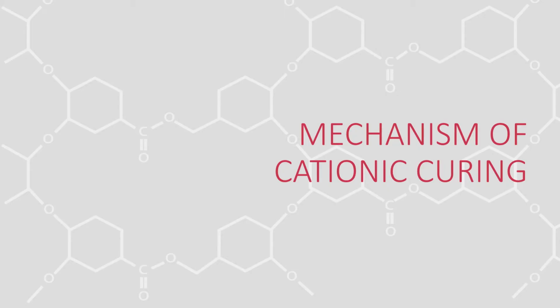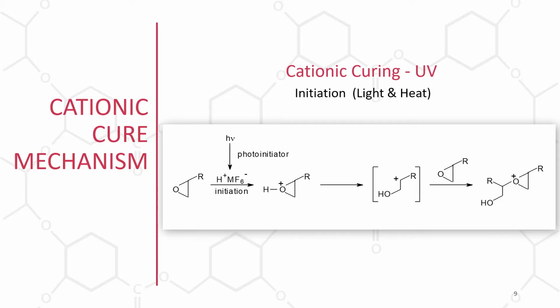So now that you know the difference, let's take a very brief dive into the mechanism of cationic cure. As mentioned earlier, cationic curing is initiated by the application of UV energy. What is a little bit different in the case of cationic cure is that heat can also play a role in the mechanism. As we see here on the slide, we'll start out with our UV energy application.